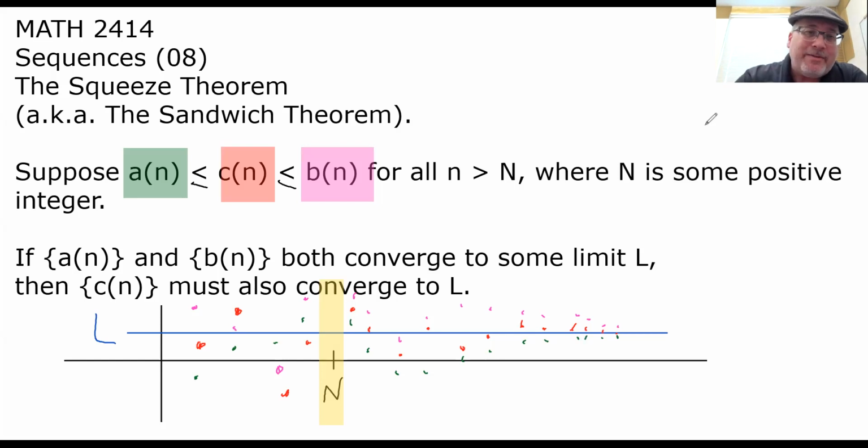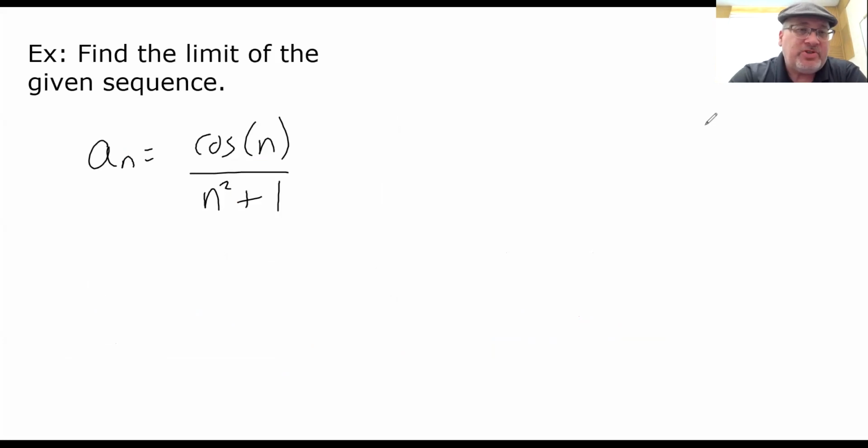Now, a lot of times this inequality will hold from the beginning. In other words, sometimes the red dot would always be between the green and pink dots, but it doesn't have to be. It only has to eventually be. All right, so let's take a look at an example. Find the limit of the given sequence. an equals cosine of n over n squared plus 1.